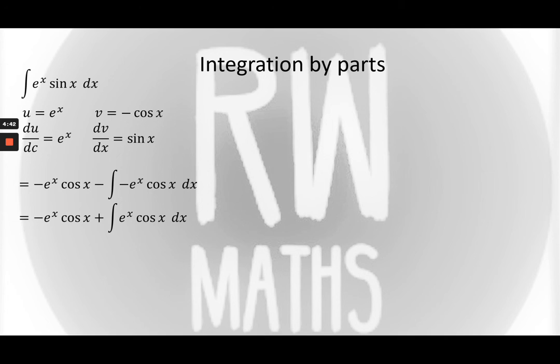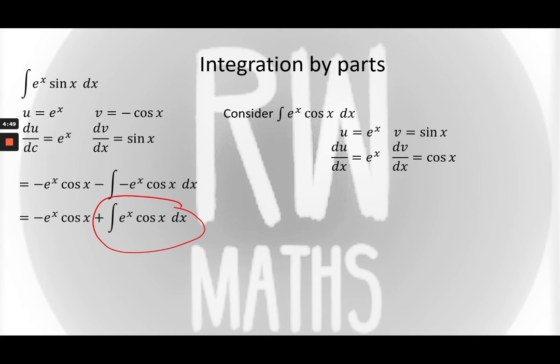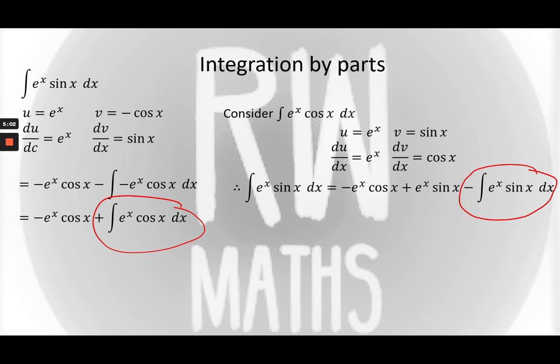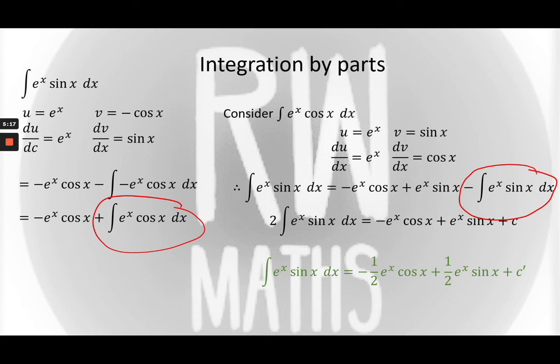Going through a bit quicker now. Now we're going to integrate this using parts again. Same sort of thing, and we come up with that. Now if we look at this term here, that's actually the same as what we started off with. So if we add that to both sides, then we get 2 lots of our original integral equals e to the x cos x plus e to the x sine x plus c. Then we can just divide it all by 2, which will give us that as our final answer.